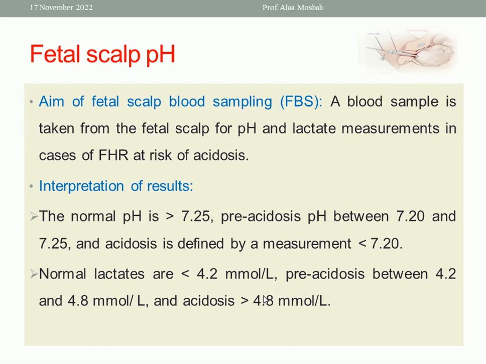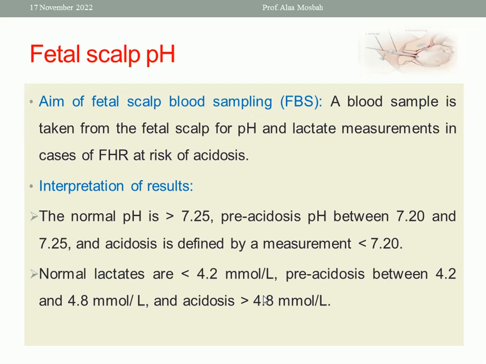What's your aim of fetal scalp blood sampling? Blood sample is taken from the fetal scalp for pH and lactate measurements, in case of fetal heart rate at risk of acidosis. Okay, so if the result of the CTG suggests fetal hypoxia and acidosis and you want to confirm, you are going to do fetal scalp pH, and you will measure the pH and the lactate. What's your interpretation for results?